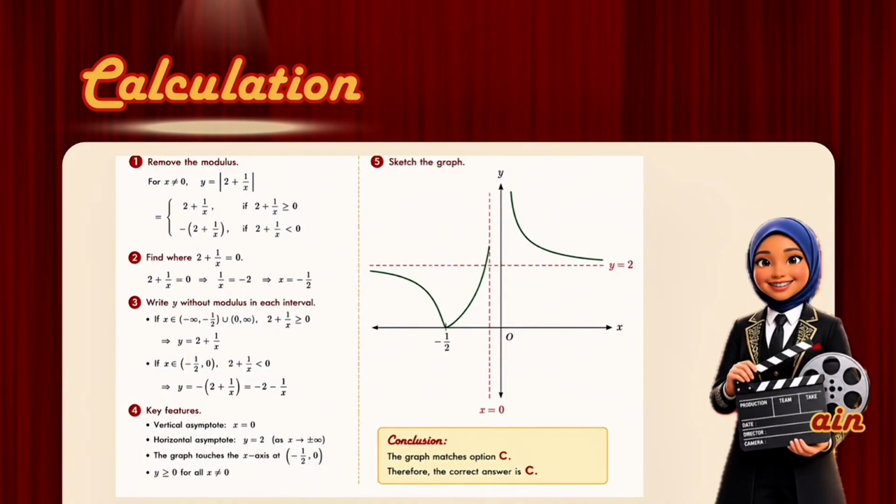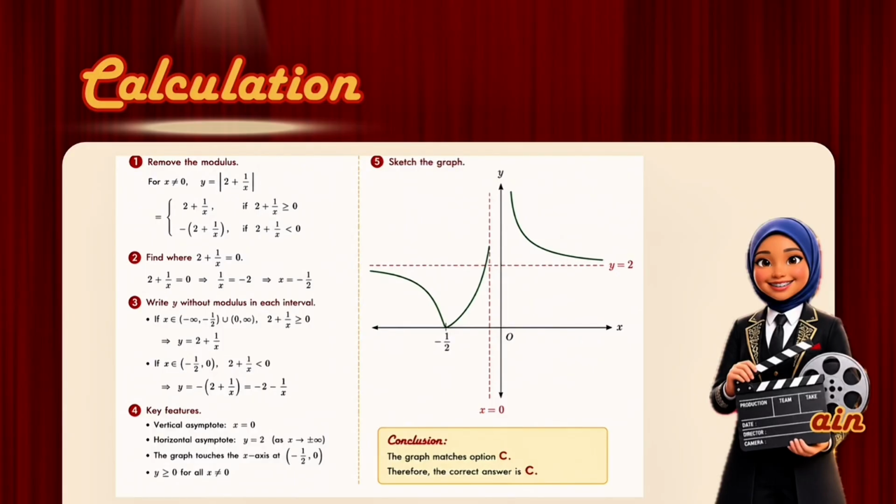There are several important features of the graph. The function is undefined when x equals 0, so the vertical asymptote is x equals 0. As x becomes very large in the positive or negative direction, 1 over x approaches 0. Therefore, the horizontal asymptote is y equals 2.